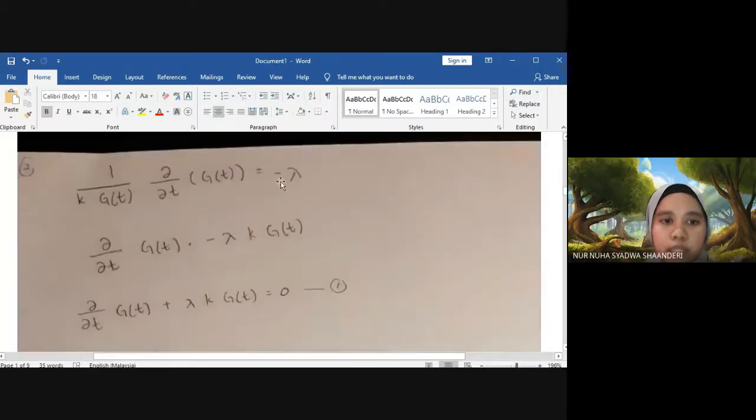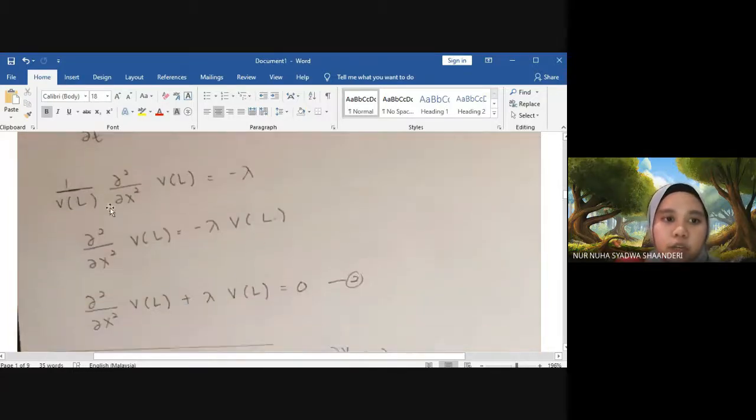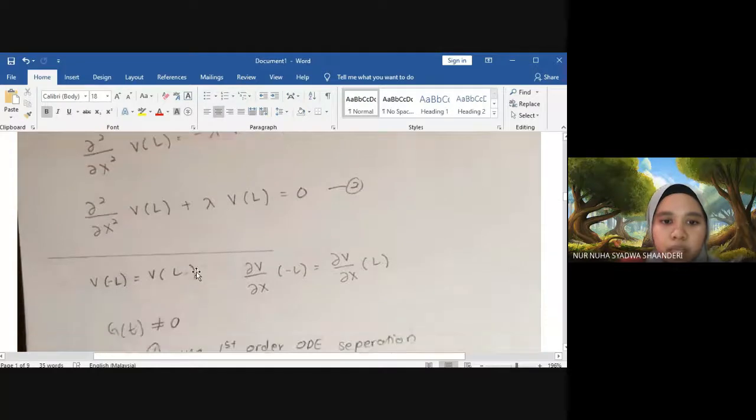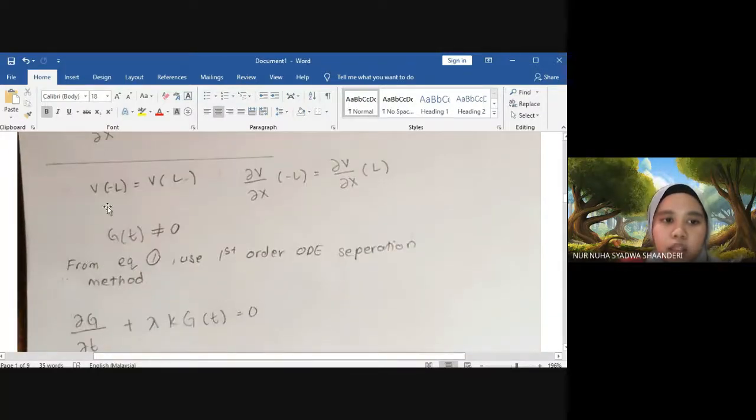So for equation 1, after we introduce the negative lambda, we get this, which is del over del t g(t) plus lambda k g(t) equals to 0 for the first equation. And for the second equation that we get after we introduce the negative lambda, is del squared over del x squared V(L) plus lambda V(L) equals to 0.